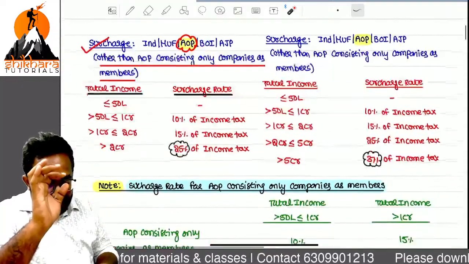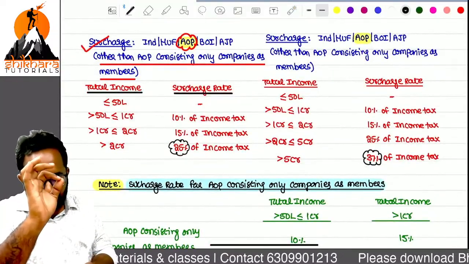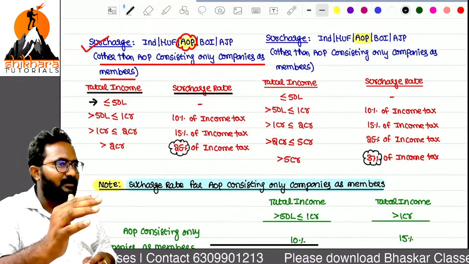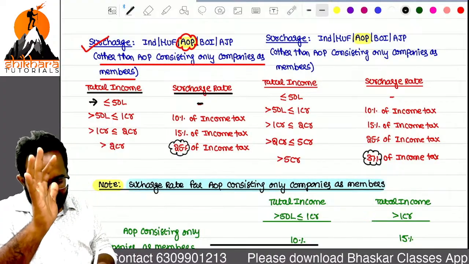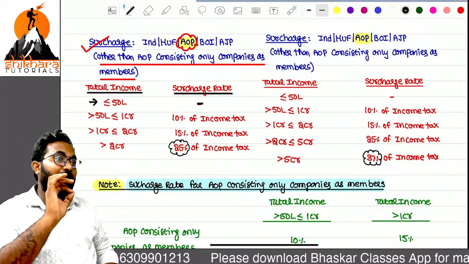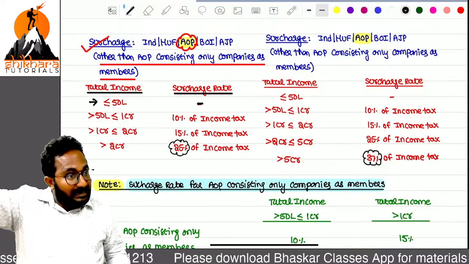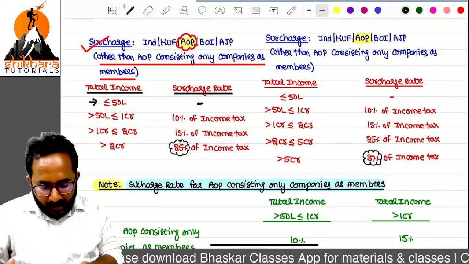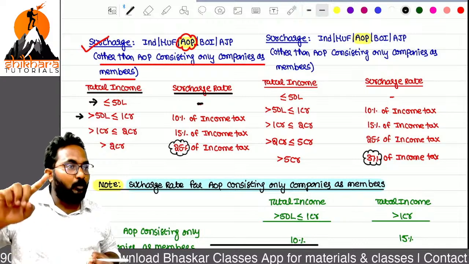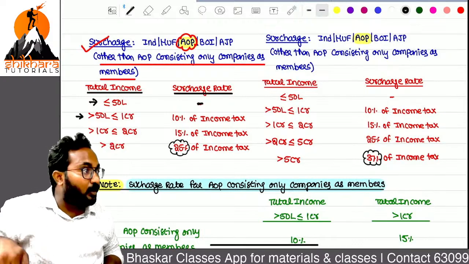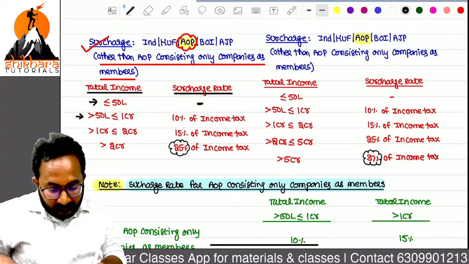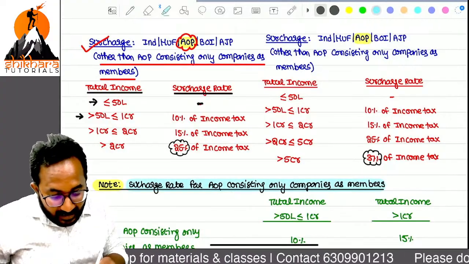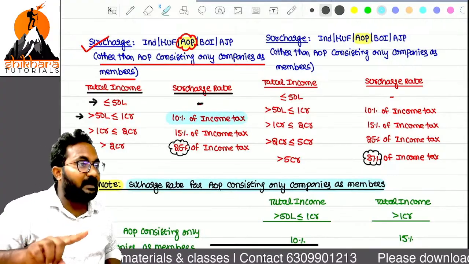While applying the surcharge, if your total income is less than or equal to 50 lakh, you are poor only, no need to pay surcharge. Remember, 50 lakhs or less, no need to pay surcharge. Sir, now I have a total income more than 50 lakh but less than how much? 1 crore. Then the surcharge rate is defined as 10%. This 10% needs to be applied on which? Income tax, not on total income.